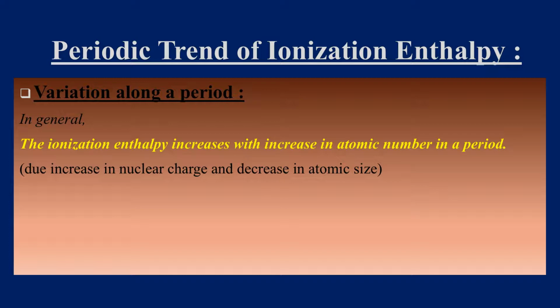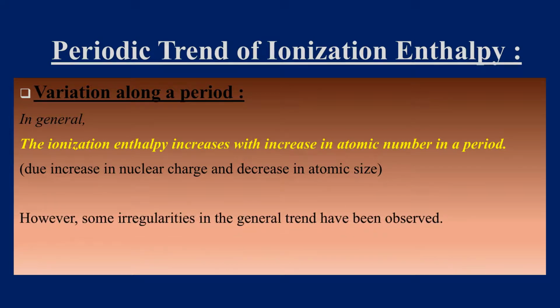Because on moving left to right in a period, we know that nuclear charge increases, and we checked it in our previous video where we discussed the atomic radius. So on moving left to right in a period, there is an increase in nuclear charge. It means there is an increase in attraction between the electrons and the nucleus. So as the nuclear charge increases, we require much amount of energy to release electrons from the atom. So in general, ionization enthalpy along a period increases with increase in atomic number.